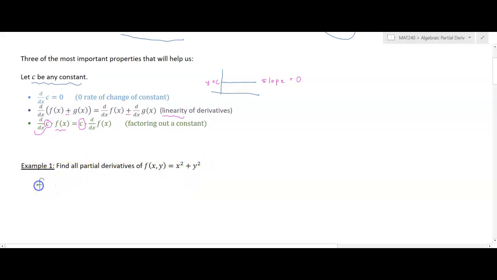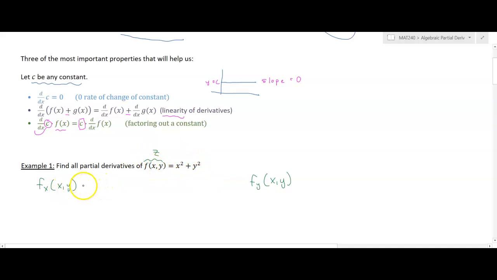The first one being f sub x of x comma y. As a recap, what that means is that we want to ask ourselves, how does this output, which we often refer to as z, change when we change x by just a little bit? The other partial derivative that we'll have is f sub y of x comma y, and that is the same as asking, how does a small change in y affect the change in the output z?